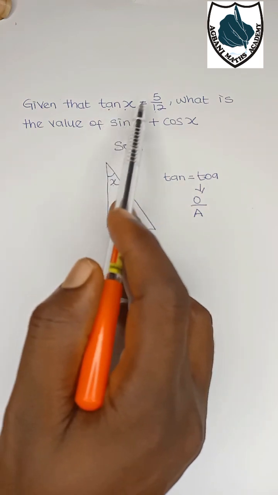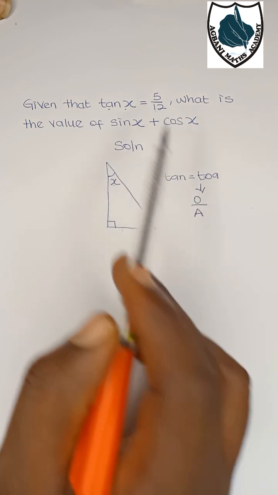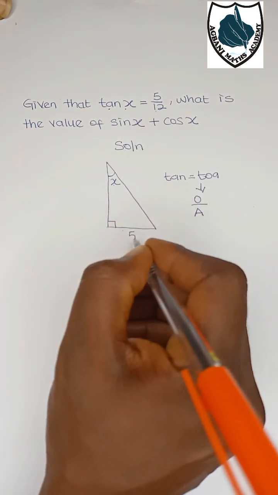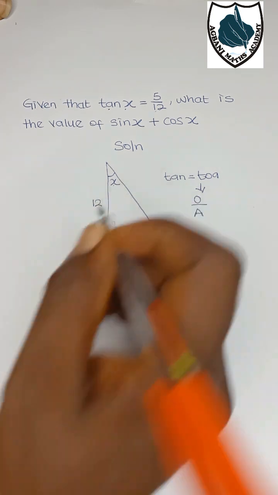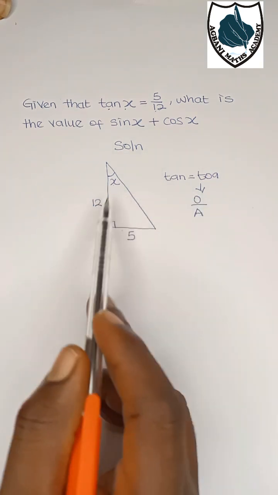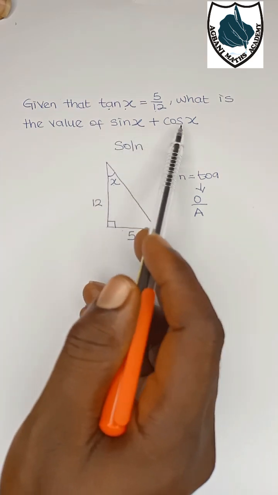So tan x is 5 all over 12. That means 5 is the opposite and 12 is the adjacent. So let's put them in their right place. So we have 5 and 12. Okay, so we have gotten the opposite and the adjacent of this right angle triangle. But we're expected to find the value of sine x plus cos x.